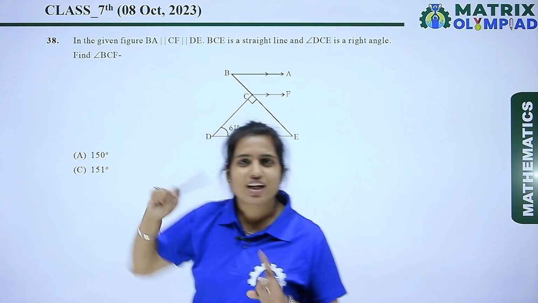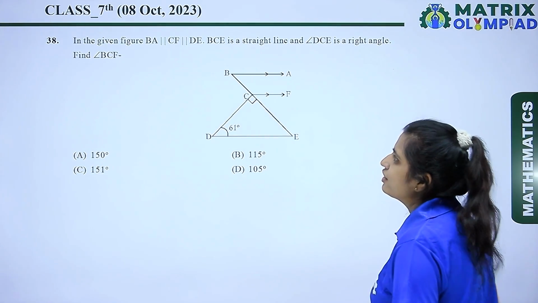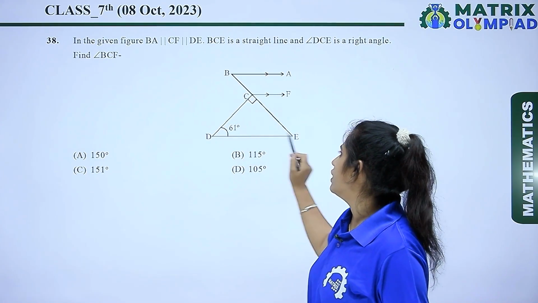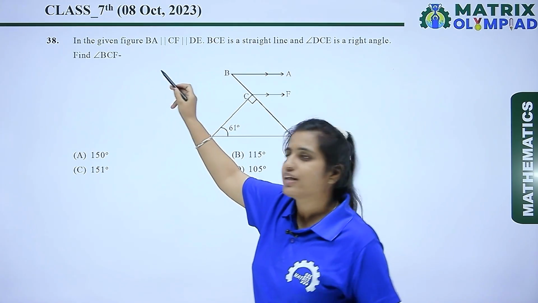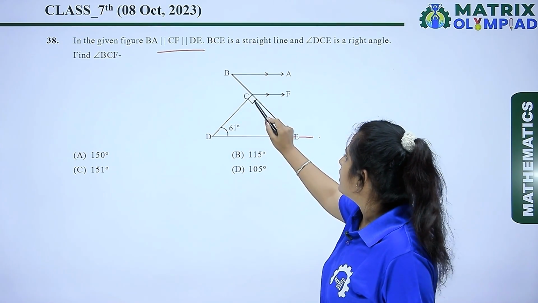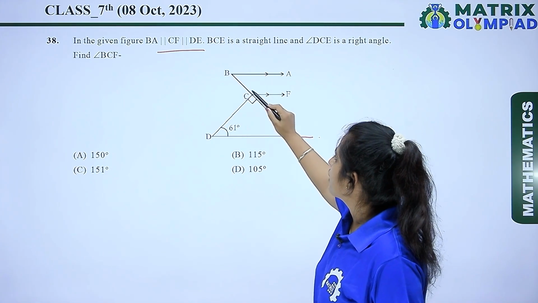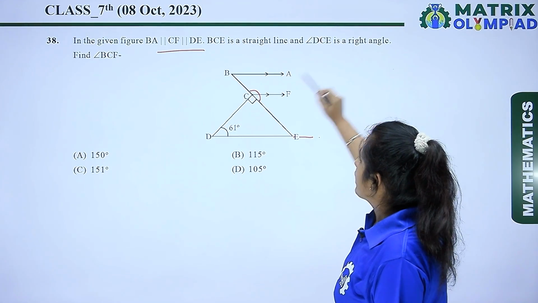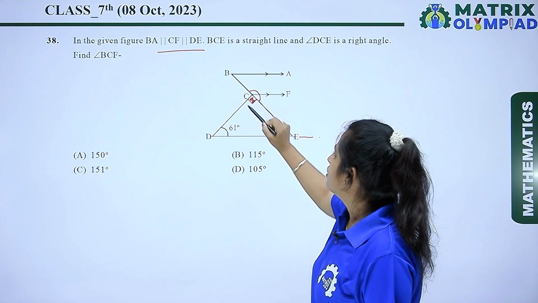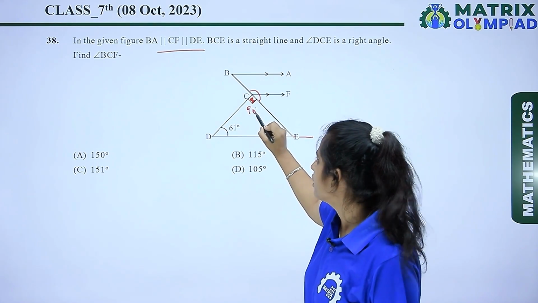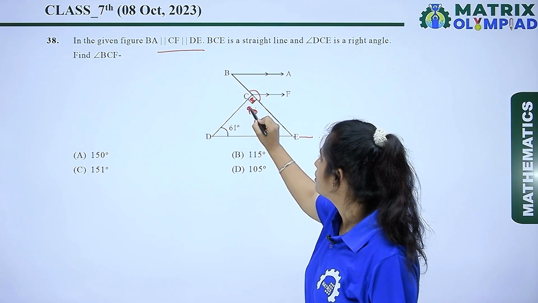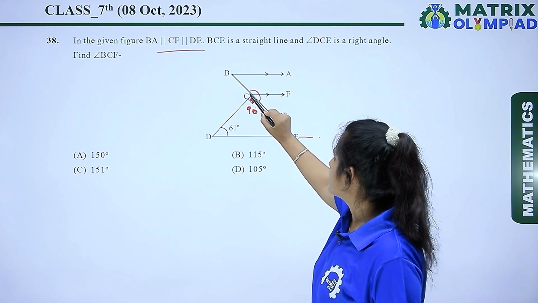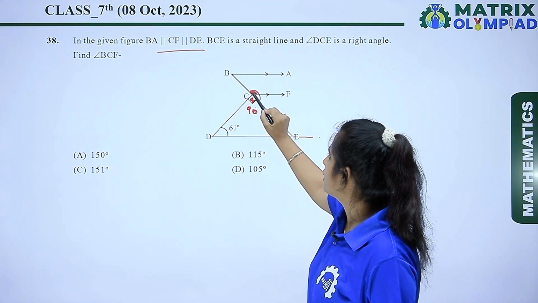Let's find out the next question, that is 38. So here in the given figure, BA is parallel to CF, that is parallel to DE. These three lines are parallel to each other. BCE is a straight line. मतलब ये क्या है हमारा 180 degree straight line है, तो angle DCE is a right angle. DCE ये हमारा हो गया 90 degree का, क्योंकि right angle already given है question में. Find angle BCF. BCF कौन सा एंगल फाइंड आउट करना है हमें? ये वाला.